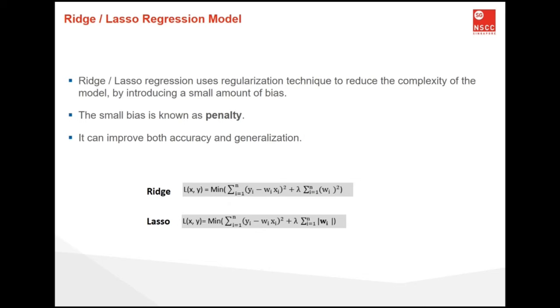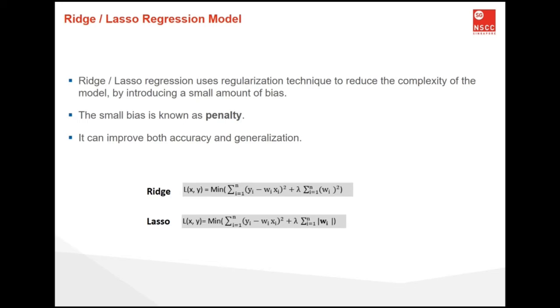Finally, we are going to talk about ridge and lasso regression models. Ridge and lasso regression use a regularization technique to reduce the complexity of the model by introducing a small amount of bias. The amount of bias added to the model is known as the regression penalty. We can compute this penalty term by multiplying lambda with the weight of each individual feature. These regularization techniques can be used to improve many models, including simple linear regression models or even complex neural networks. It can improve both model accuracy and generalization. Generalization is how well the model works on unseen data points, and this is about longer-term model performance.